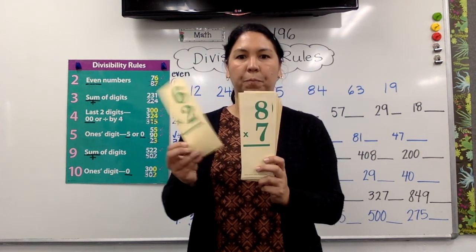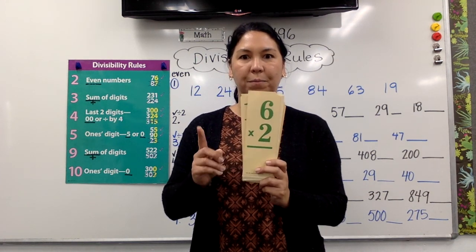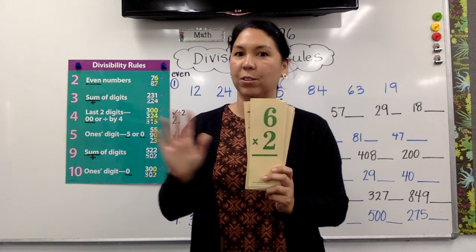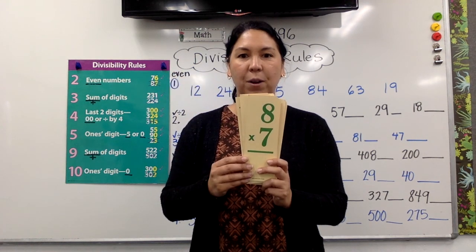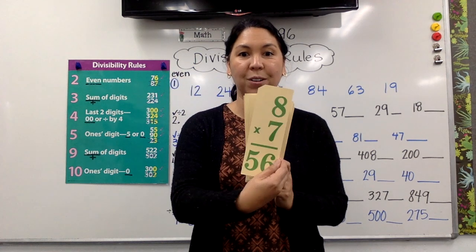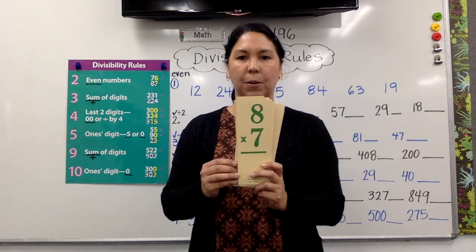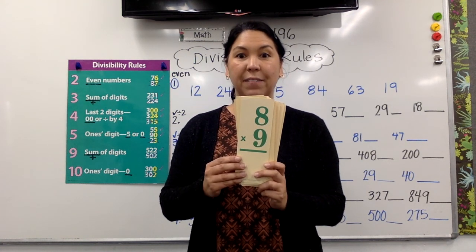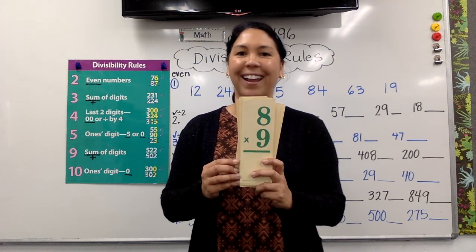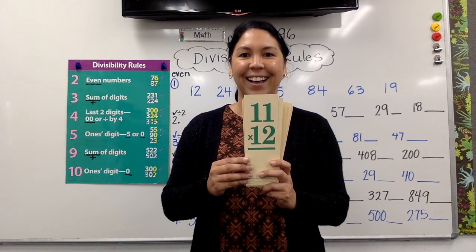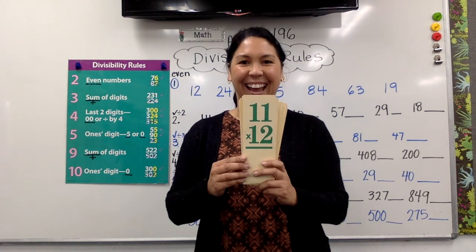Okay, next one. 12. That's an easy one. Hopefully you beat me. Here's another easy one. Be ready. 6. Did you beat me? Same one. 56. Remember? 7, 8, 56. 72. Next, ooh, this is a hard one. Get ready. 132. Did you get it?